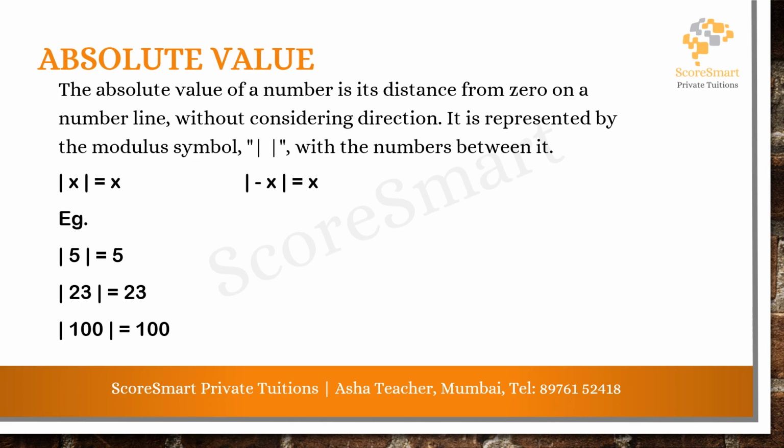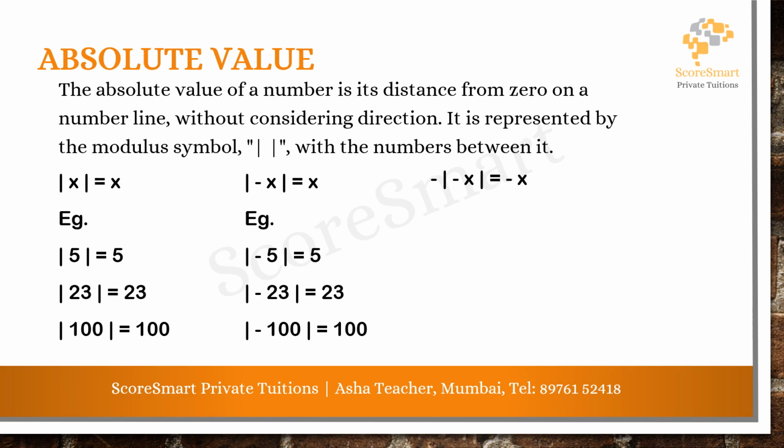Modulus of a negative number. Modulus of a negative number is also positive. For example, modulus of minus 5 is 5. The distance of minus 5 from 0 is 5 units. So modulus of minus 5 is 5. Modulus of minus 23 is 23. Modulus of minus 100 is 100.